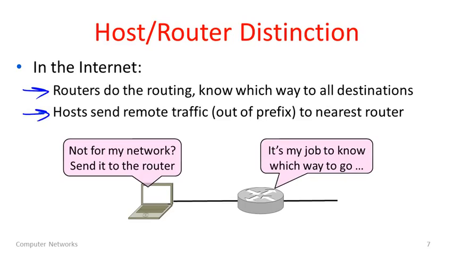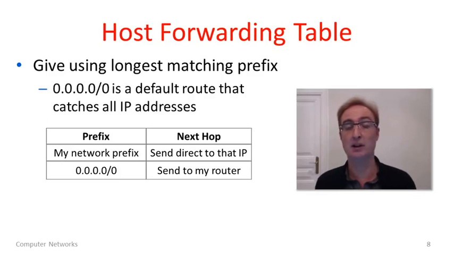Hosts, on the other hand, are on a local network, so they might be able to reach hosts on their own prefix, but they send any remote traffic that's off the prefix to the nearest router. So hosts really don't need to participate in routing, they just need to know the nearest router. And you can see here, the host is saying, okay, if it's a local, I'll send it on my network, but if it's not, just send it to the router, because the router will have to work out which way to go, and it might be different ways for all sorts of different IP addresses. The reason that I'm bringing this up now is that this distinction between hosts and routers fits very naturally into our longest matching prefix rule.